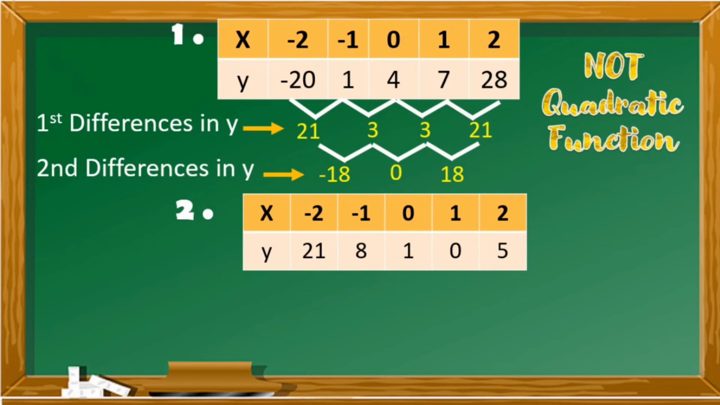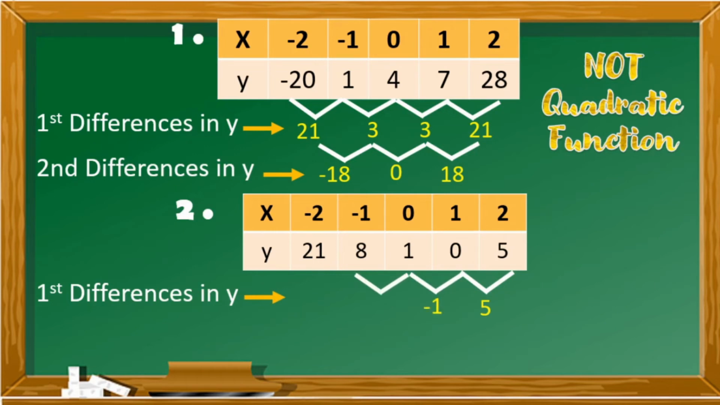Is table number 2 a quadratic? Let's find out. Let's get the first differences in y. 5 minus 0 is equal to 5. 0 minus 1 is equal to -1. 1 minus 8 is equal to -7. And 8 minus 21 is equal to -13.